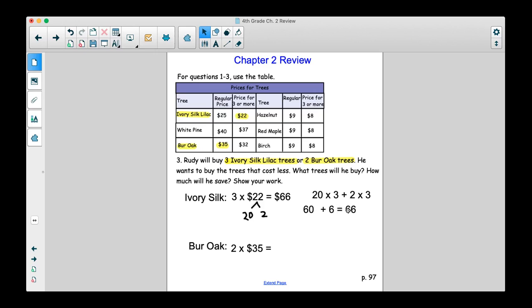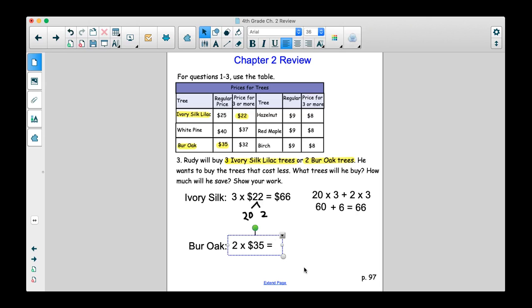Okay, so now we're done with that piece, but we still have to figure out if the bur oaks would be less expensive. Maybe you know that if you have 2 times a number, it just means double, right? So maybe you know how to double 30 and then double 5. I'm going to guess a lot of you probably did mental math on this one, and you probably knew that it was 70, but let's show our work anyway.